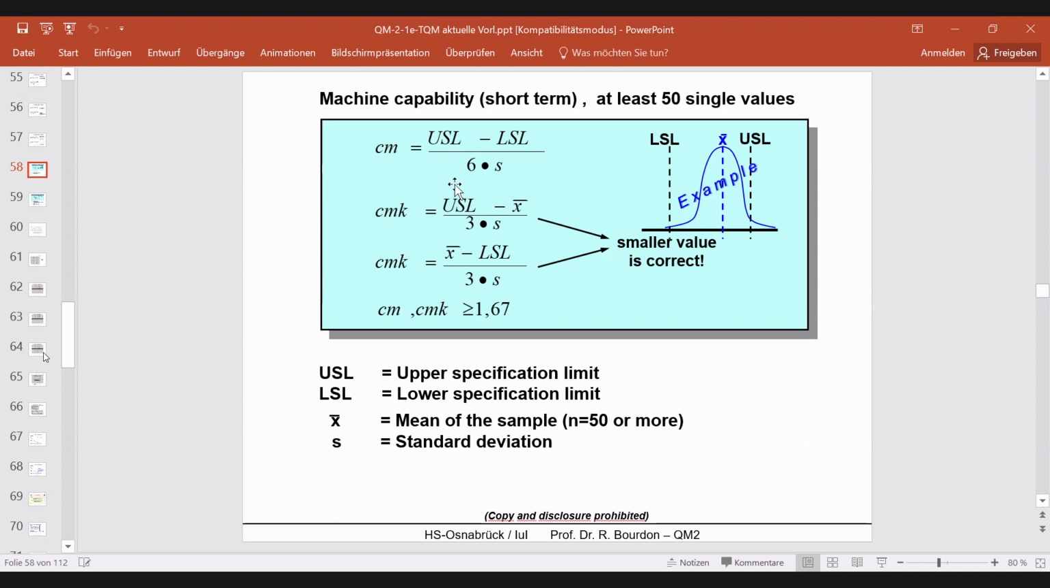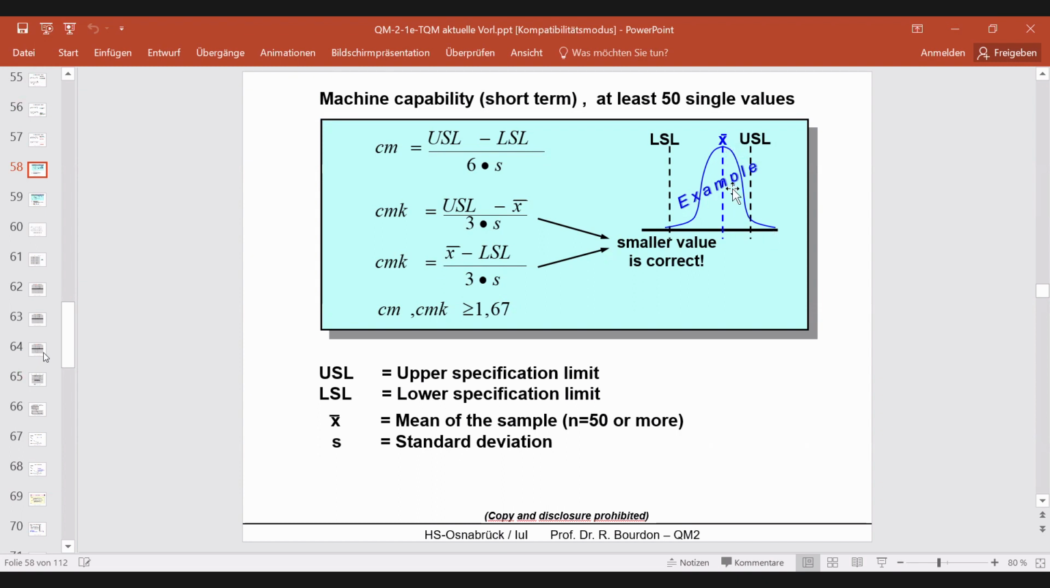CM is only the tolerance field related to 6 times the standard deviation. Then you have CMK. There are 2 equations. One equation here integrating the upper specification limit, and here the other one integrating the lower specification limit. You calculate the CMK with both equations, and the smaller value is the correct one.